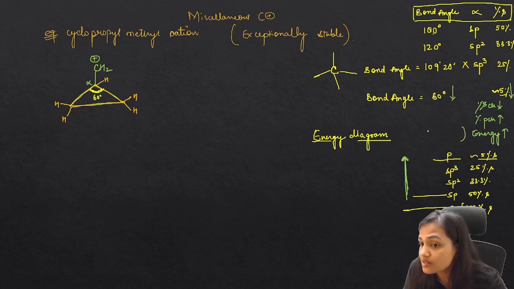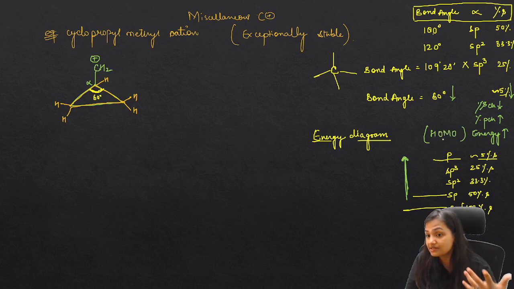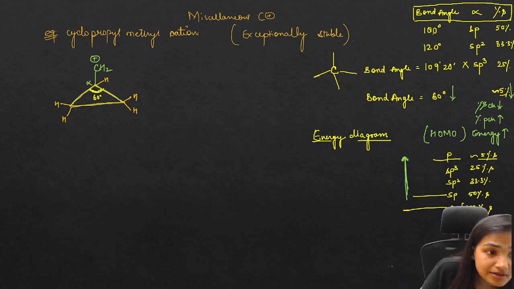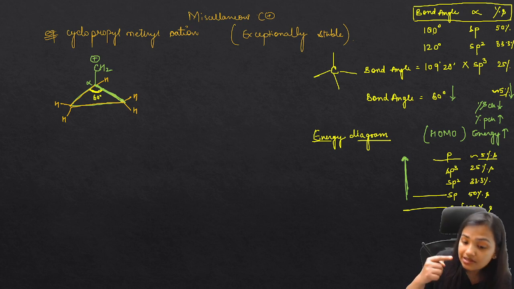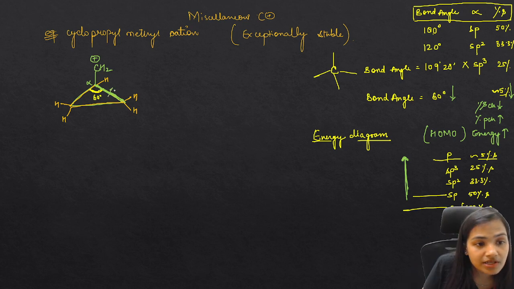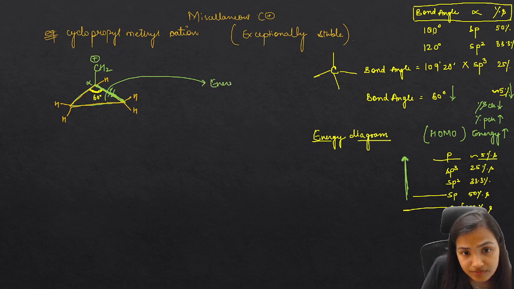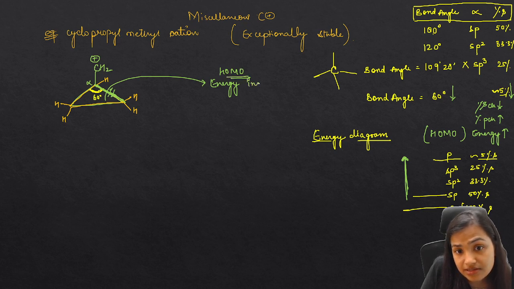Which energy increases? Basically the HOMO, that is the highest occupied molecular orbital. The energy of the nucleophile increases. So guys, this particular bond we are talking about, the nucleophilicity of this bond increases. I can say that the energy, that is the HOMO, highest occupied molecular orbital, energy increases.